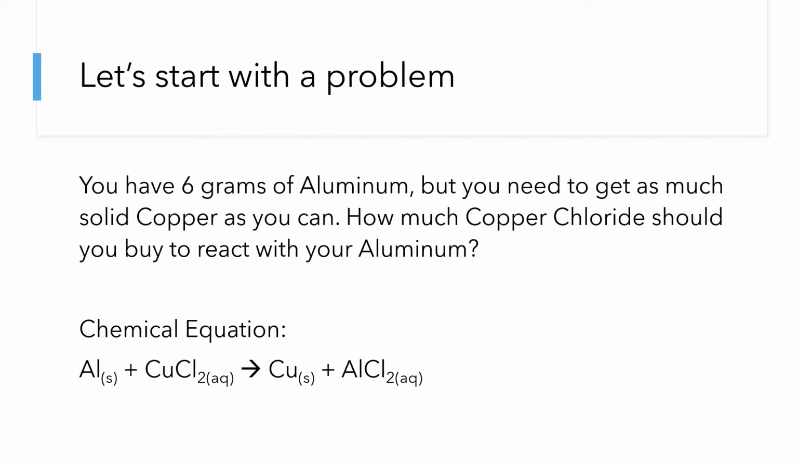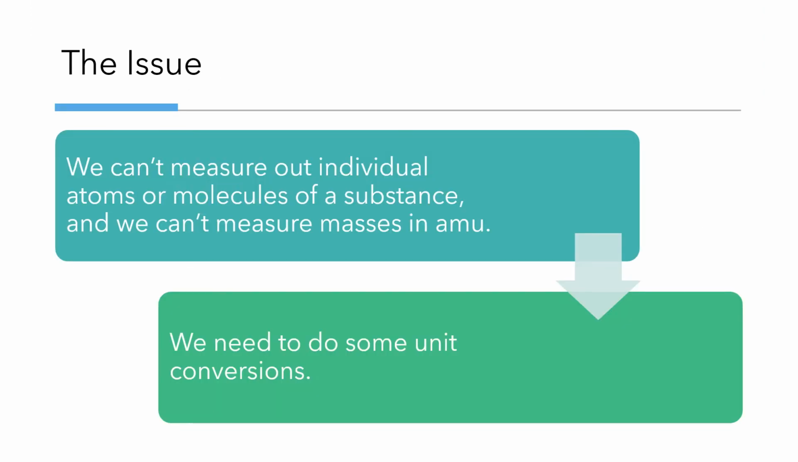At the moment, we don't have the tools to actually solve this problem. Here's why. We can't measure out individual atoms or molecules of our substances, and we can't measure masses in AMU. Remember that the atomic mass of different elements tells us their mass in atomic mass units, or approximately the mass of protons plus neutrons. Since normal scales only go out to the tenths or hundredths place in grams, we can't come anywhere close to weighing out something on that small of a scale. And I don't know about you, but I can't see individual atoms or molecules of a substance.